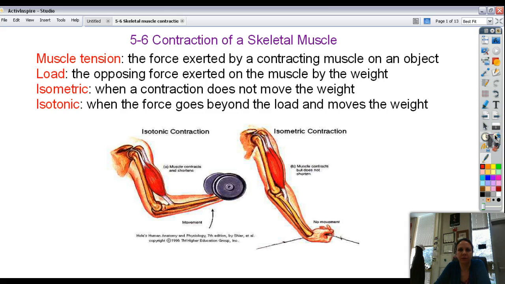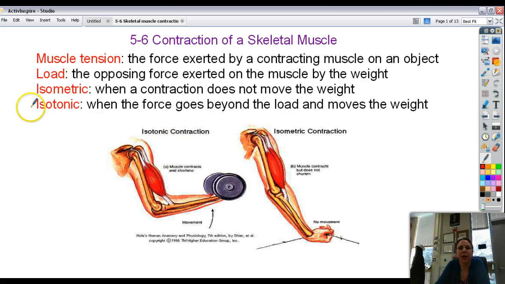And so you see a lot of exercise places, they do isometric exercises if they don't want to get too big and bulky. Usually guys like to lift big weights and get all huge, but girls usually like to do isometric because it just kind of gives tone to the muscles as opposed to making them all big and beefy. So when a contraction does not move the weight, then we call that isometric, like pushing on a wall, pushing on your desk, whatever.